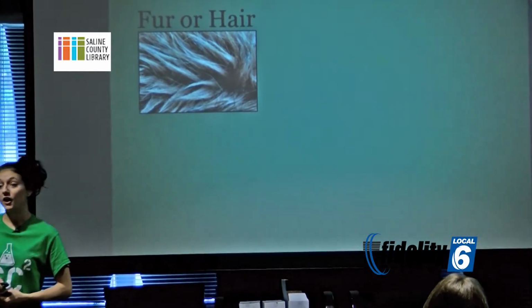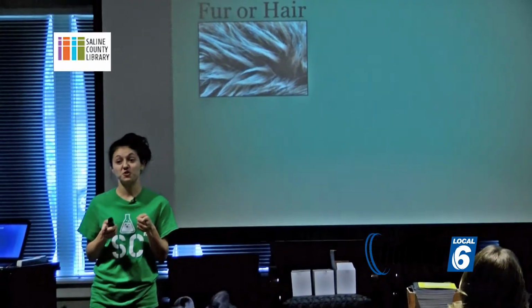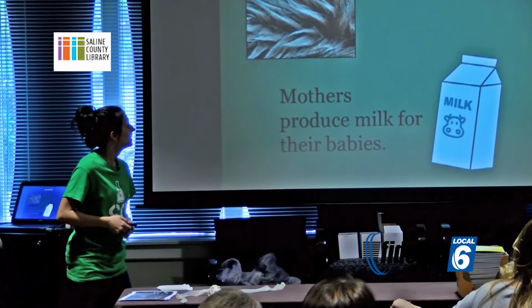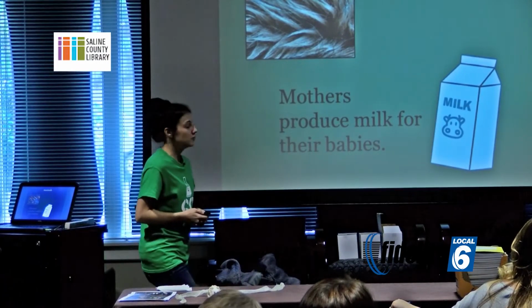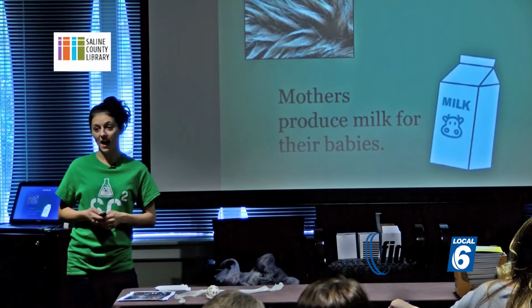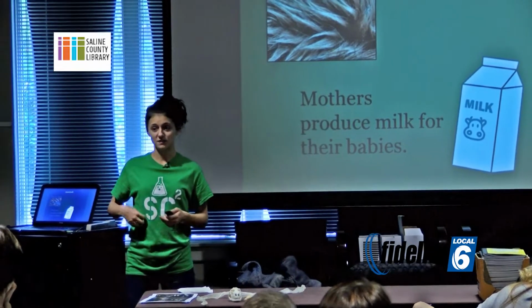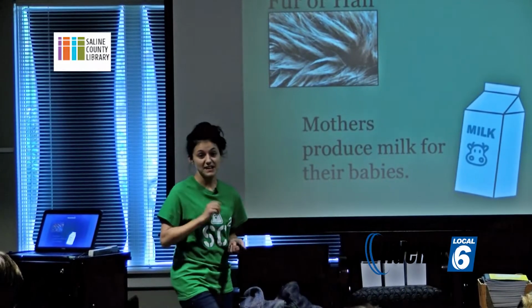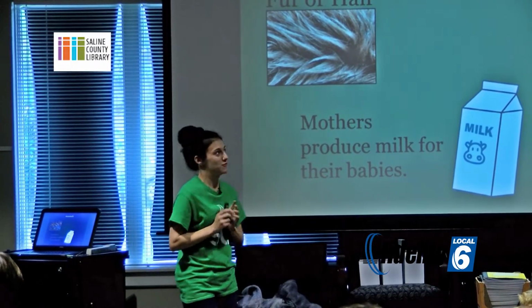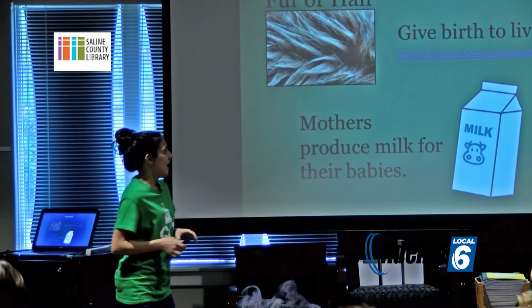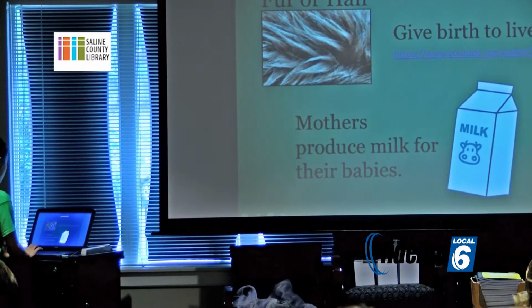Mammals have fur or hair, so that means you are a mammal. The mothers produce milk for their babies, so just like a cow. And has anybody seen a kitten or a dog that is feeding on its mommy? That means that your cat or your dog is a mammal as well. And they give birth to live young.